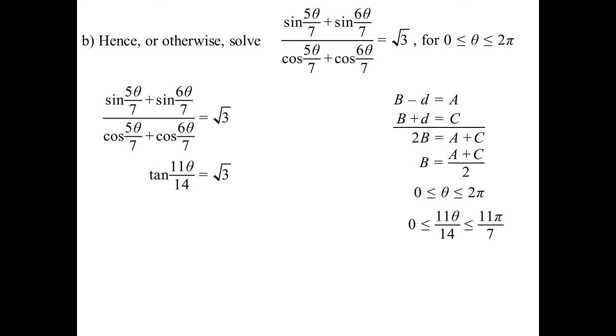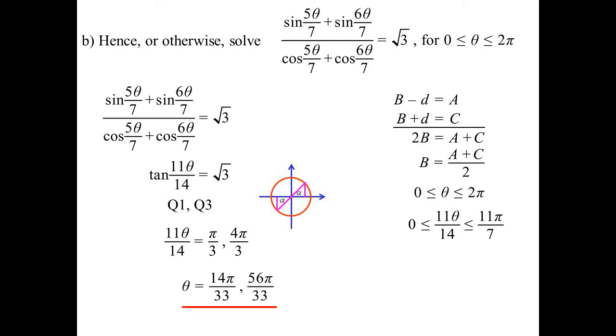The question now is, where is 11 pi on 7? Which quadrant are we talking about? Well, it's certainly more than pi, so we keep going. 3 pi on 2 would be the end of the 3rd quadrant. So it's in the 4th quadrant somewhere? Is that what it is? Okay, let's have a look. Quadrant 1 and 3, we're only looking for answers anyway, so we should be okay. So 11 theta on 14 is pi on 3 or 4 pi on 3. Therefore, theta is 14 pi on 33 and 56 pi on 33.